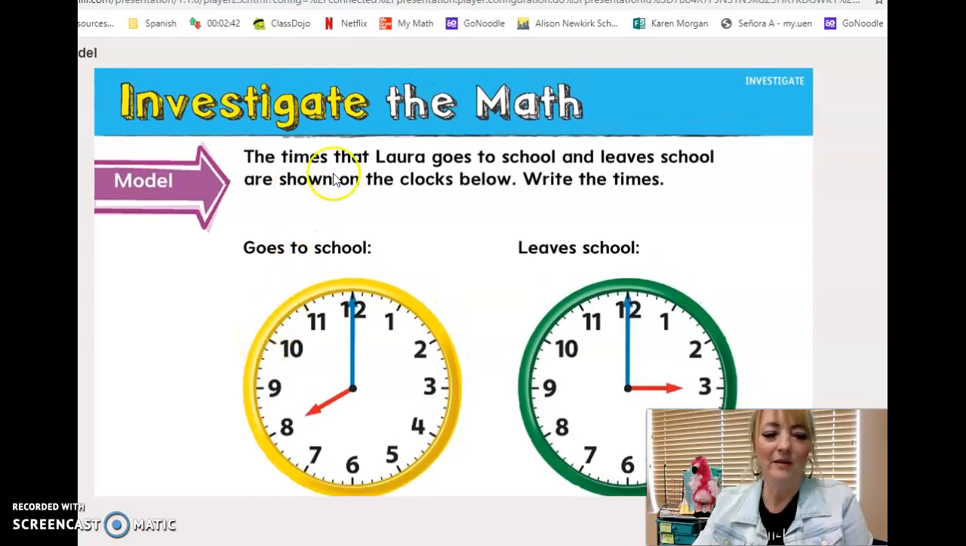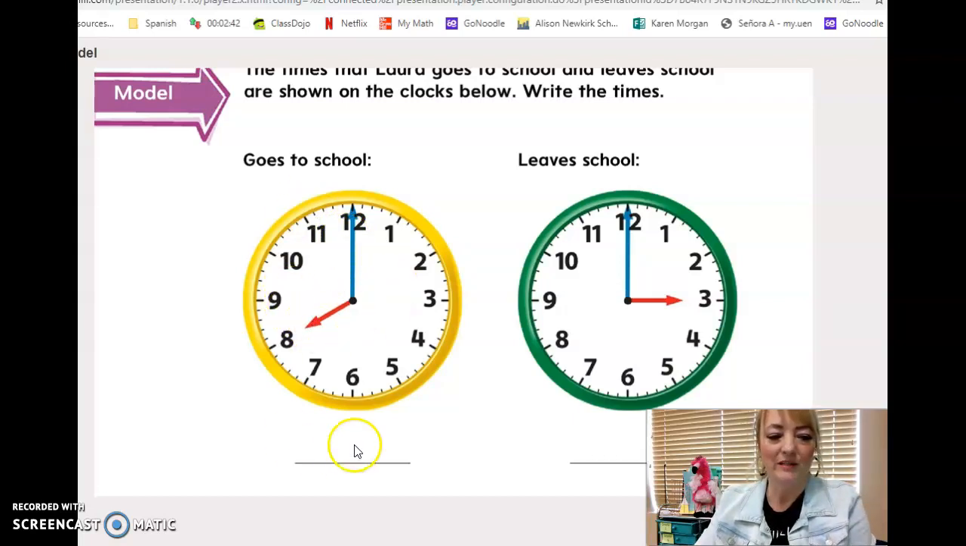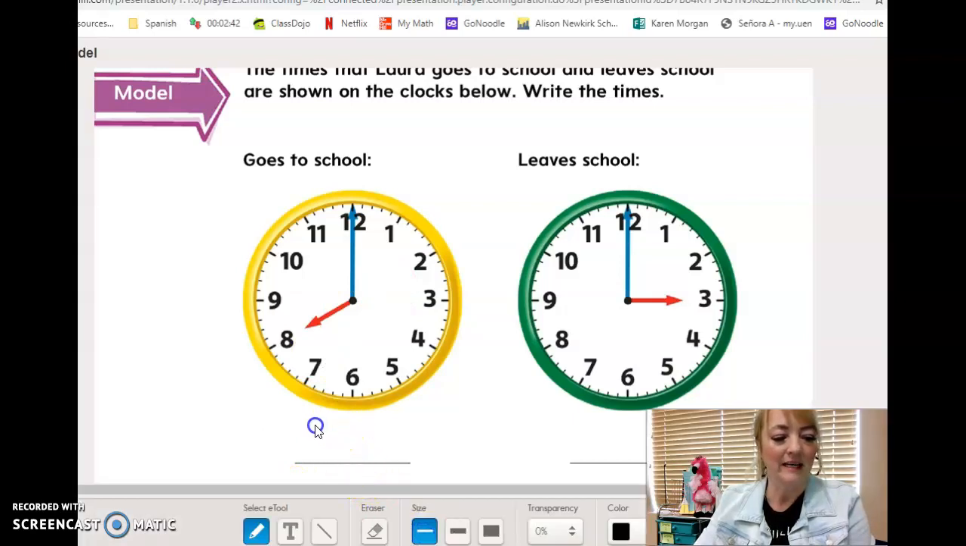The times that Laura goes to school and leaves school are shown on the clocks below. Write the times. The hour hand is pointing to the 8, and that is the time that you say first. You always say the hour first. The time is 8, and then you put a colon. If the minute hand is pointing straight up to the 12, that's called o'clock. So this is 8 o'clock.